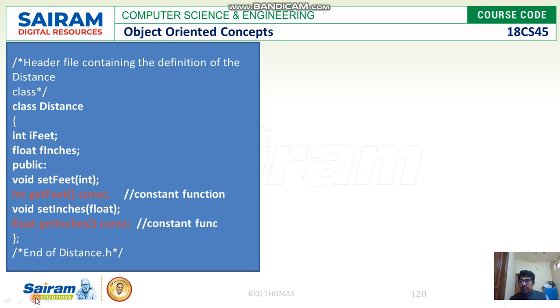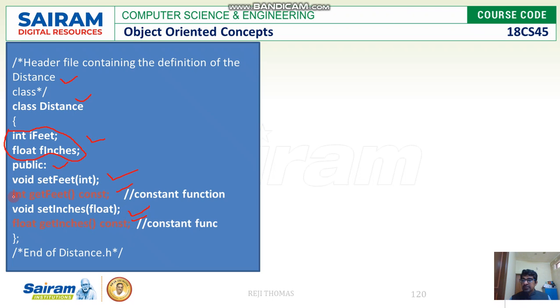So we can see a class. The class name is Distance, and it has got two member data, both private by default, and under public we have got four member functions. These are member data and these are member functions. We have been taking this same example for quite a while. So don't get confused.